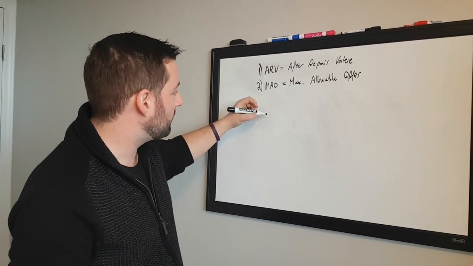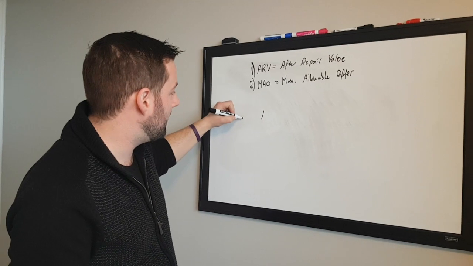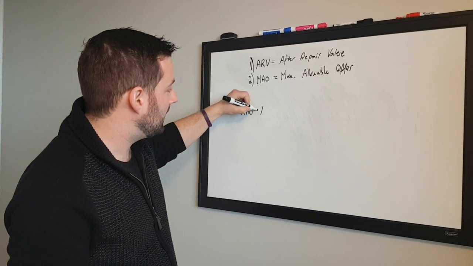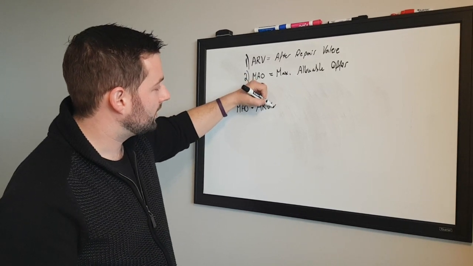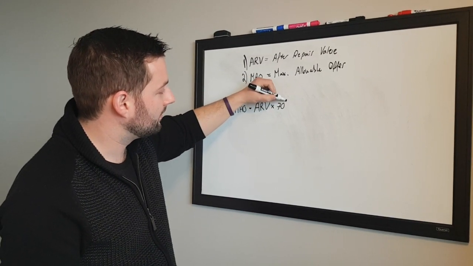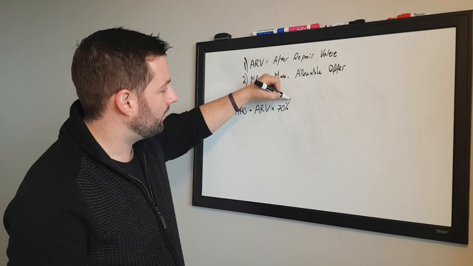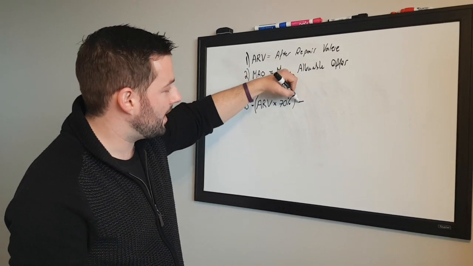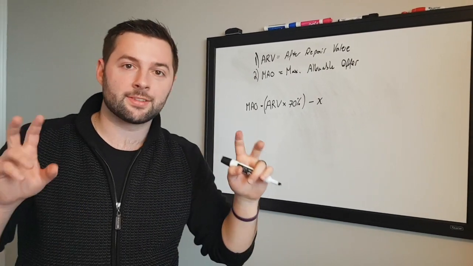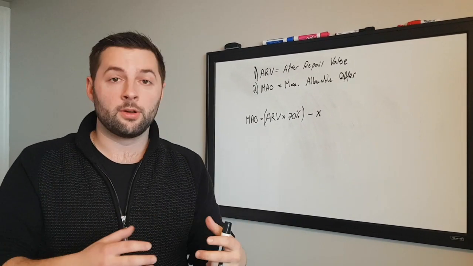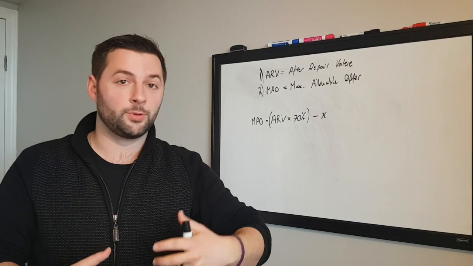Okay, so how it works is your MAO is equal to your ARV times 70%, and we do that first, and then you minus your construction costs. So we're going to call construction costs X for right now because we're not quite sure yet what it's going to take to actually do the renovations.